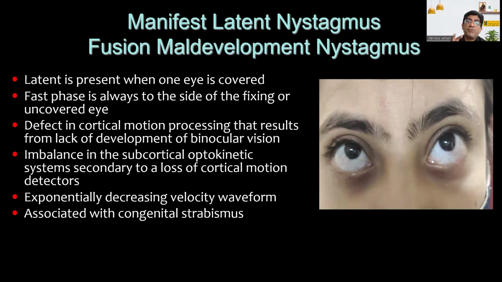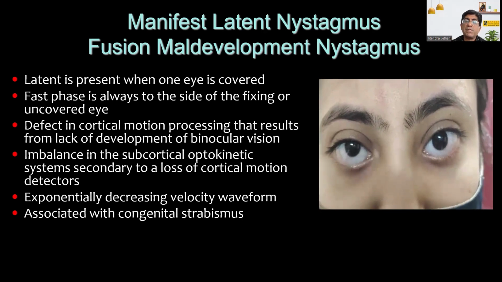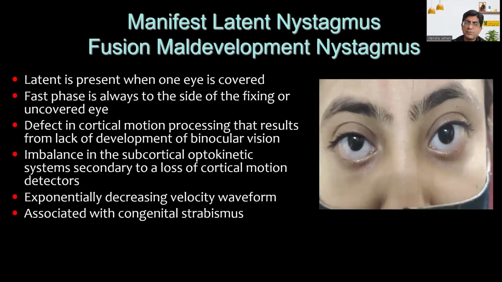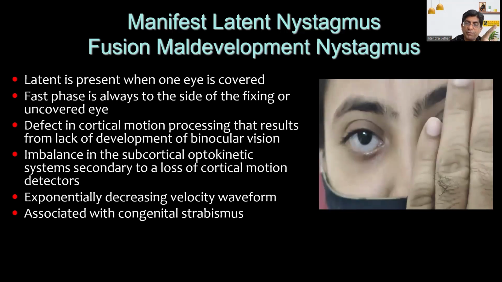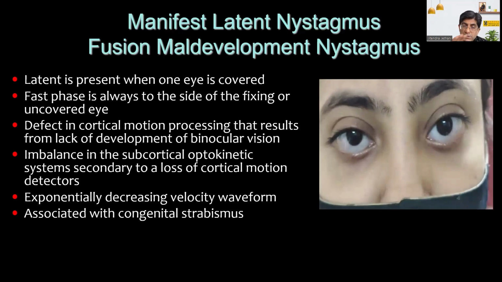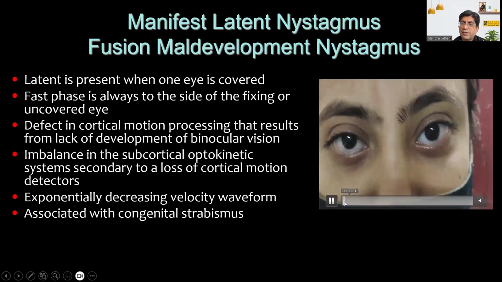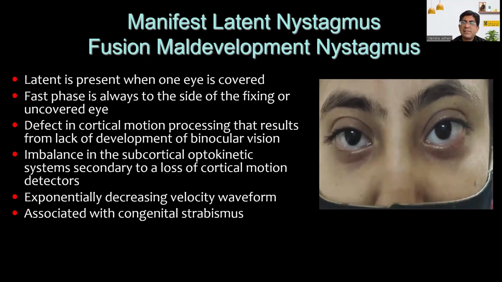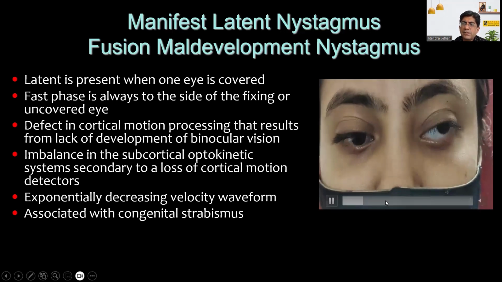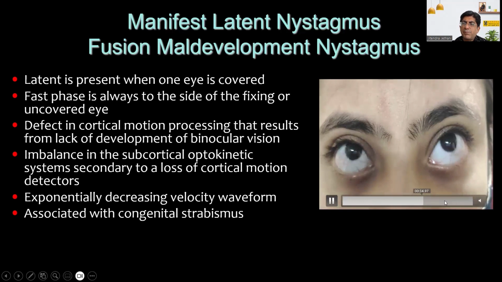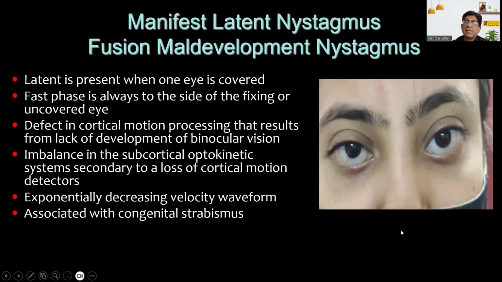So this nystagmus will have an associated strabismus, will have exponentially decreasing velocity waveforms, and will have manifest latent or latent nystagmus present. So whenever you see an ENG of these particular patients, you will see that the slow phase will have exponentially decreasing velocity waveforms. So this is one of the patients. You can see whenever you cover the eye, there will be a latent nystagmus present. There's a very fine nystagmus, but you can easily see that there is a fusion maldevelopment nystagmus in this particular case. Whenever you cover the eye, there's a subtle movement which can be caught.